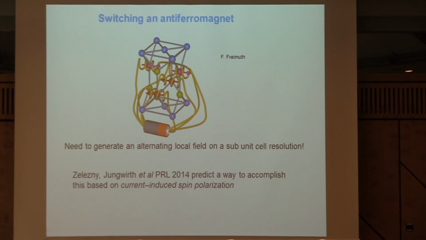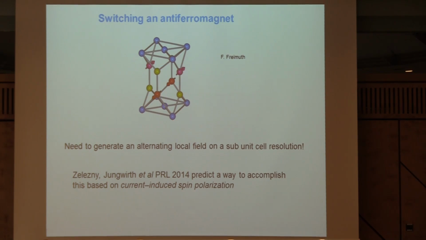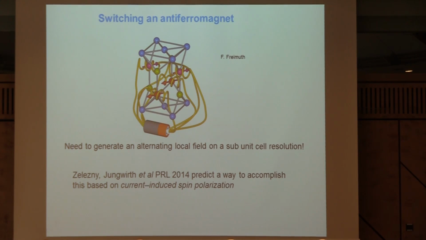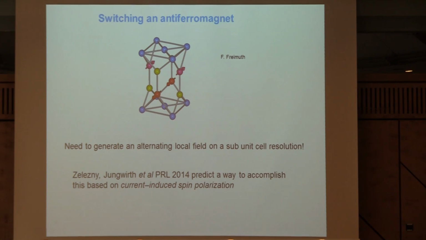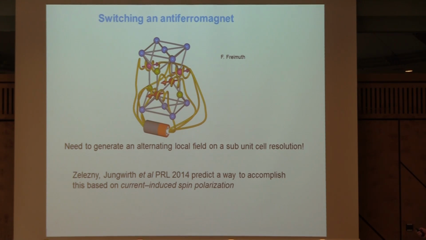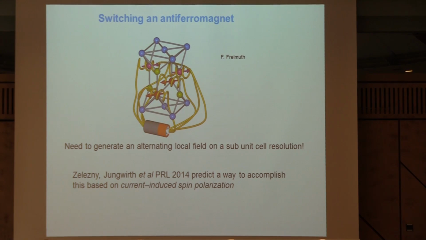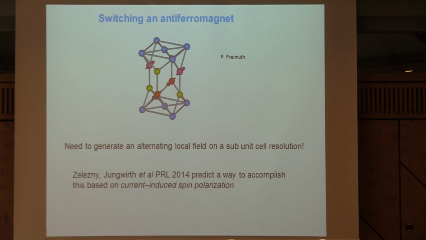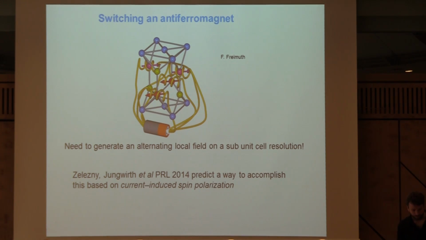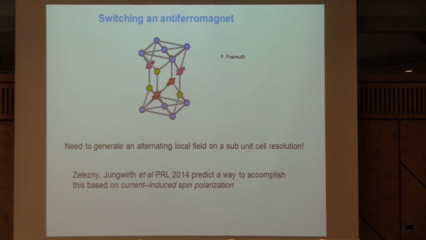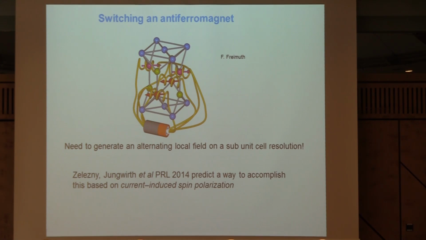So moving on to controlling the antiferromagnetic order, you've seen this picture before, probably from Frank Feynman. One needs to generate an alternating effective local field that has a subunit cell resolution and that correlates with your spin sublattices. That seemed, to me at least, like almost an impossible task, but this paper here by Jakob and Tomáš's group showed that in certain symmetry systems, this could be achieved by running a current through them.